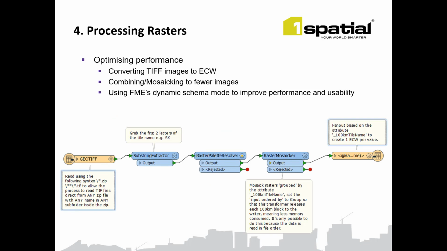Here's another example where we were helping a customer with their raster data, so taking their supplied TIFF files and outputting them in a different format, so ECW, but with a different, bigger extent. And this was for performance reasons in their downstream process. So we've got a very simple looking workflow here, but it's a bit deceptive because there's actually a lot going on. We're using FME's dynamic mode to read in all the data files through a single feature type here, and then we process them and output them as ECWs based on their tile name.